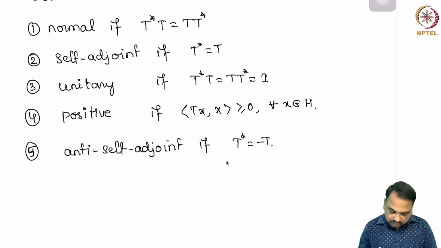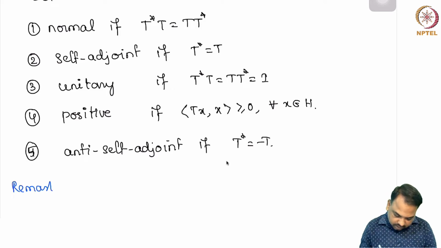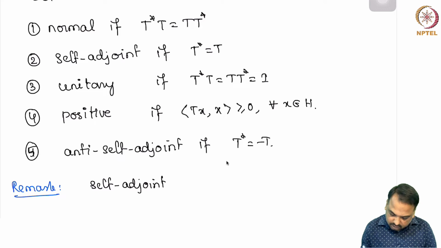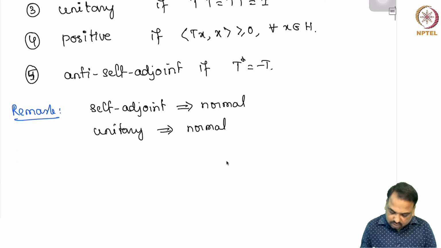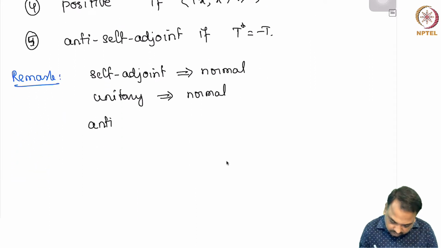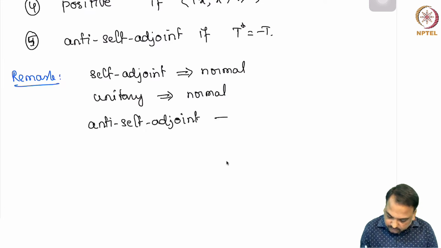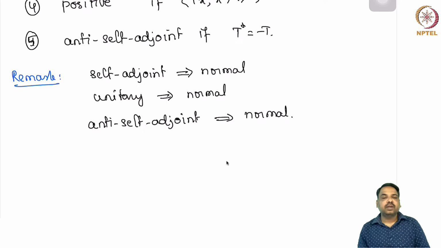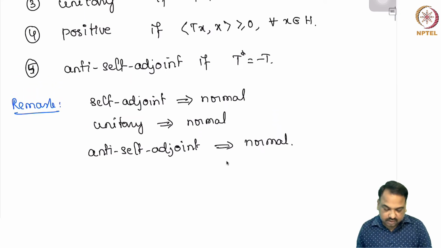We can easily observe that self-adjoint implies normal, and unitary also implies normal, and anti-self-adjoint implies that it is normal. So these three classes of operators are included in normal operators.